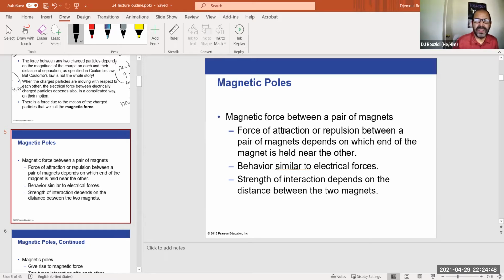There are a lot of properties of magnetic material when it comes to magnets. So it's not a straight-cut statement when it comes to, for example, charges. Okay.